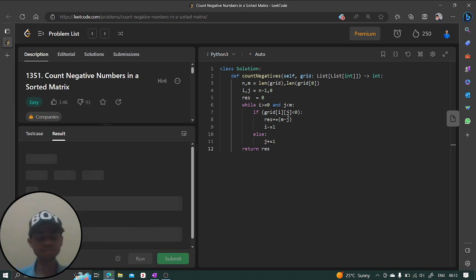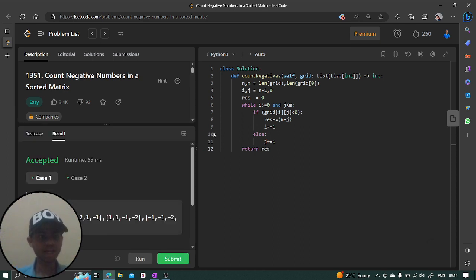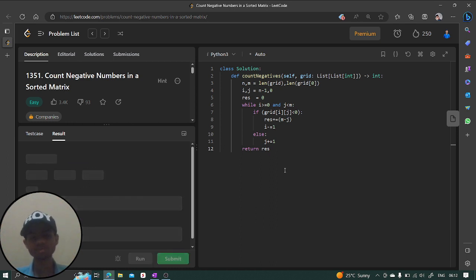So let's see whether it's working fine or not. And you can see, guys, it's working fine. Both the test cases passed. So let's try to submit this code.